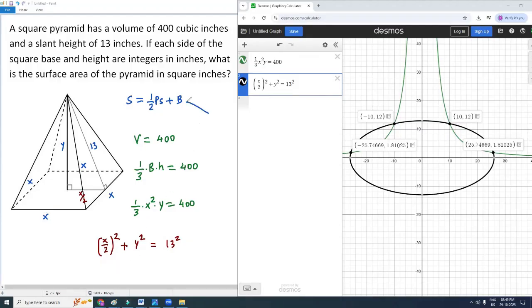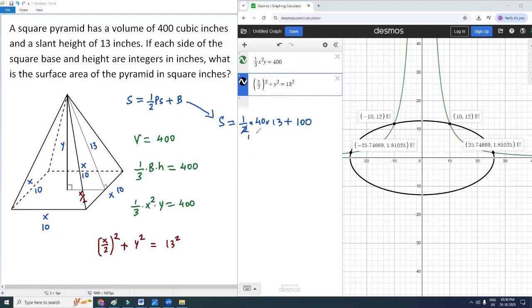Now we can start finding the surface area of the square pyramid. That is S equals 1 over 2 times P, and we know that P gives the perimeter of the square base. Here the length of each side of the square base is 10. To get the perimeter, we add the lengths of all four sides, that is 4 times 10 is 40. And we know that S is the slant height, that is 13, plus B, the area of the square base. To get the area, we multiply side by side, 10 times 10, that is 100.